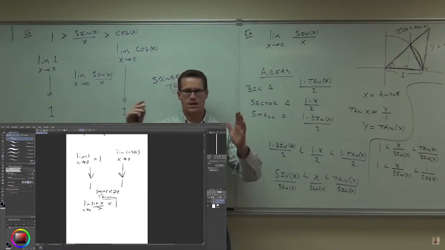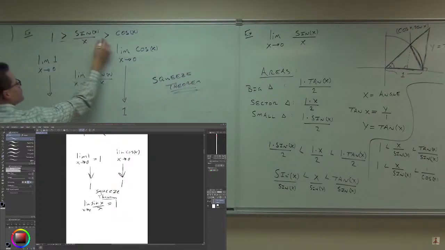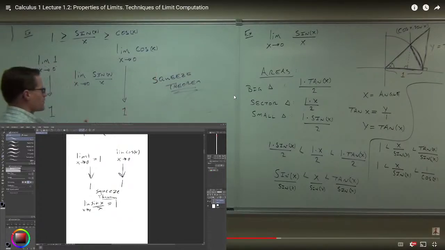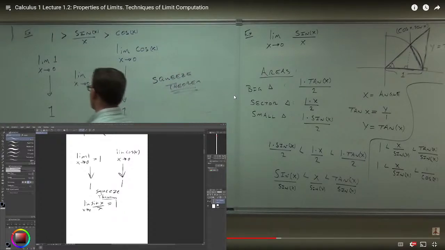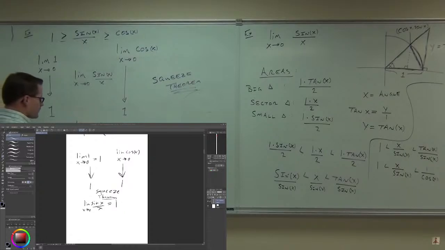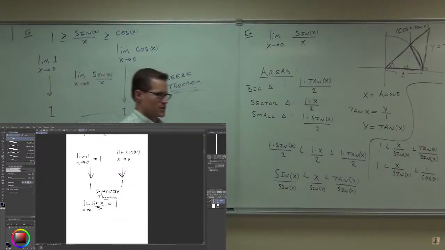It's squeezed. It's saying the right bound is 1, the left bound is 1. Can it be anything different than 1? No, it has to be 1. Technically, I'm supposed to have these throughout the whole thing. And that's the big punchline for this part right now.